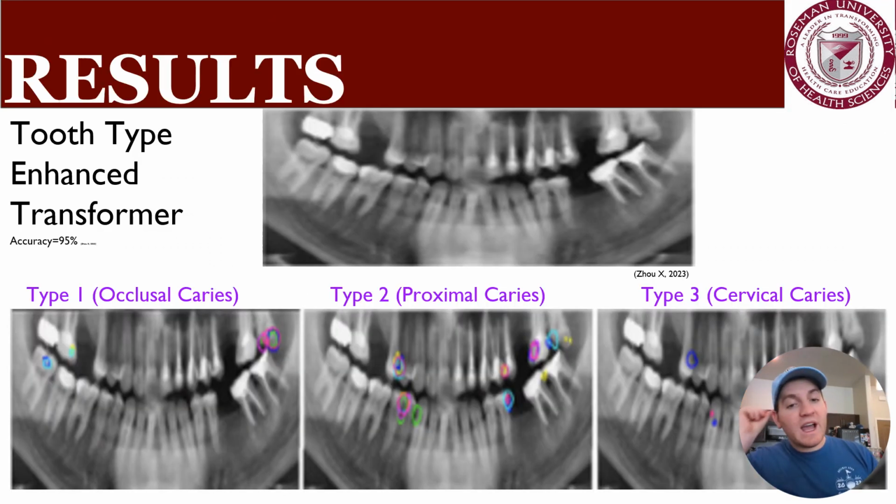This was an AI program that was utilized called the two-type enhanced transformer, and we can see that under a second, it identified with an accuracy of 95% all the caries that were later looked at by the dentist. And we can see there that there was a type 1 occlusal caries, a type 2 proximal caries, and a type 3 cervical caries that were all identified by the associated learning models in the AI program.